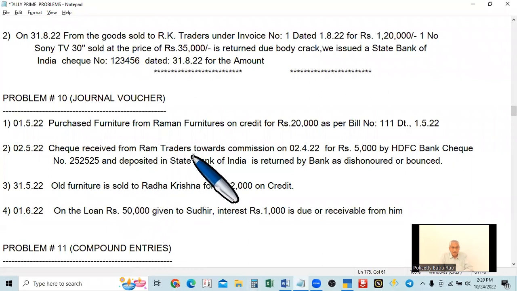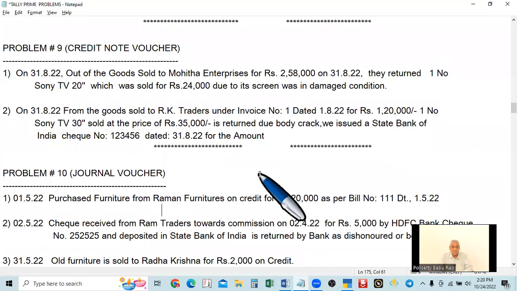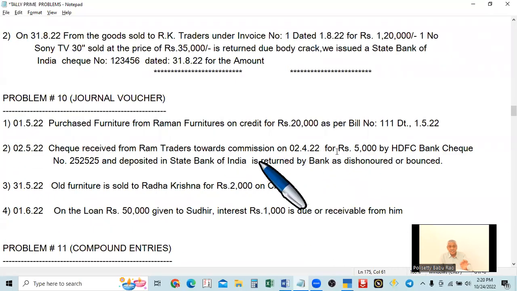Check received from Ram Traders towards commission on 2nd April for 5,000 rupees by HDFC Bank check number, and deposited in State Bank of India. So on 2nd April, we received a check from Ram Traders towards commission. We received commission by check. That means where will it be entered first? When you received it on 2nd April, it was entered in the receipt voucher.